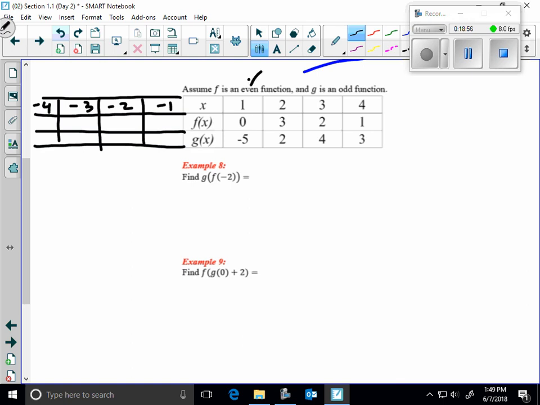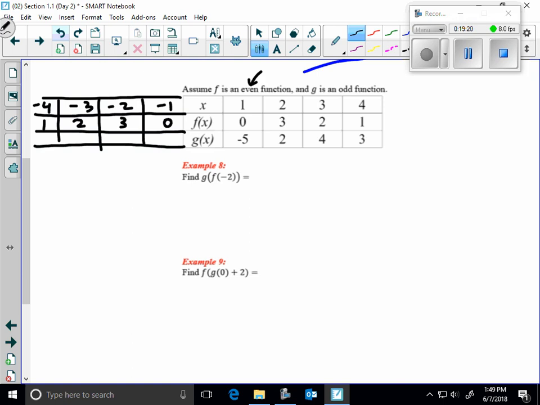So it looks like f is even. So f of 1 and negative 1 are going to be the same. f of 2 and negative 2 are going to be the same. f of 3 and negative 3 are going to be the same. f of 4 and negative 4 are going to be the same. Okay, g is odd. That tells me that all the outputs for g of x are going to be the opposite sign when you change the x value to its opposite sign.